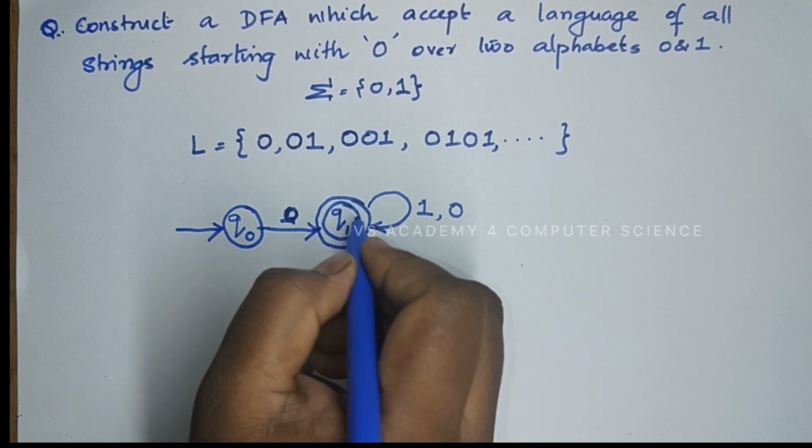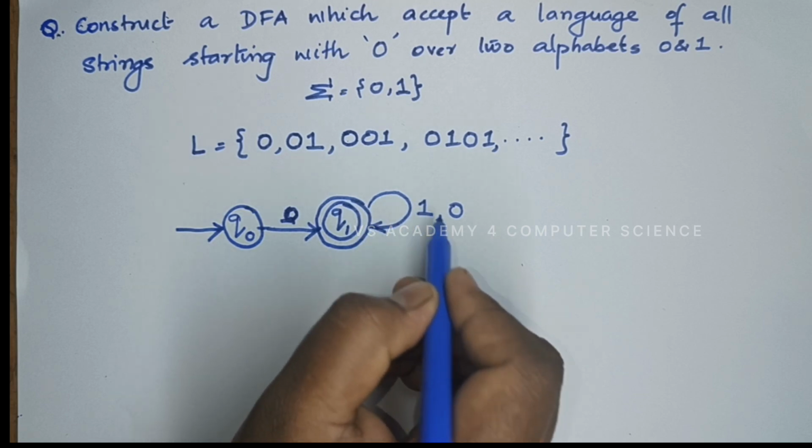Okay, so with respect to the final state, it can accept any number of ones and any number of zeros.